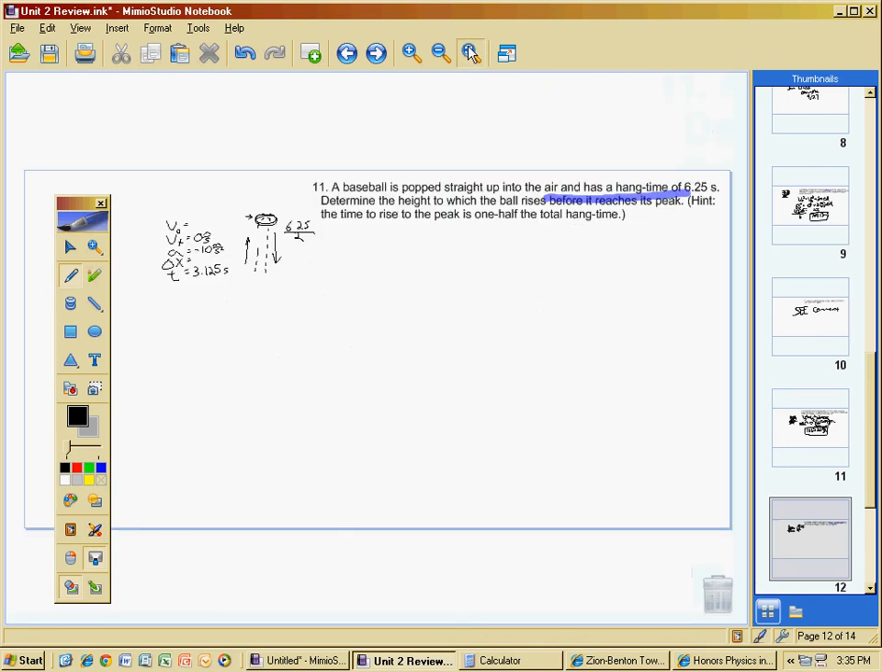Given that, we don't have V naught, we don't have delta x, except all we're really looking for is delta x. Here's the problem though. V naught is what we don't care about. But think back to our other equations. It's been a while since we've done this, so I'm going to go ahead and draw these out again.